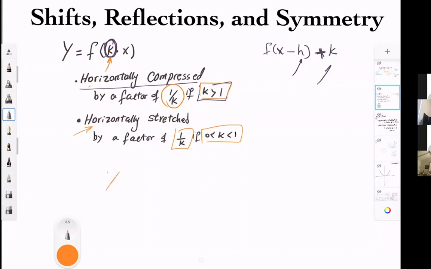And if you have y equal to negative f of x, so we reflect. If the negative is outside, we reflect it on the x-axis. If the negative is inside, we reflect on the y-axis.